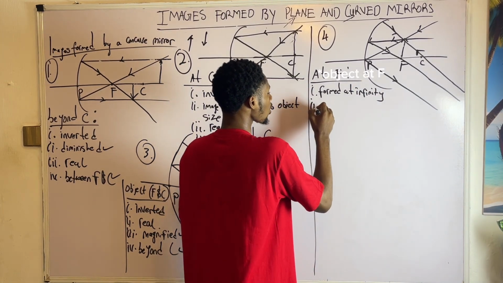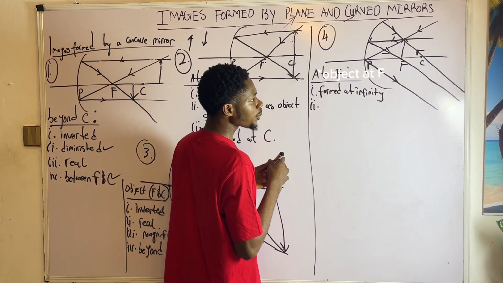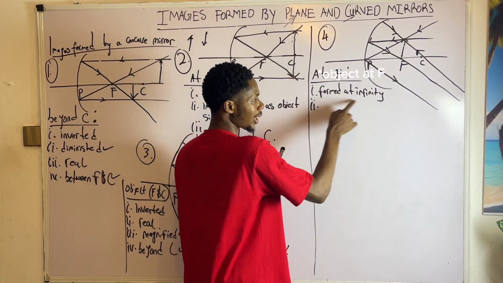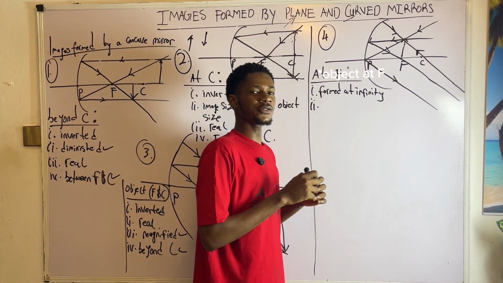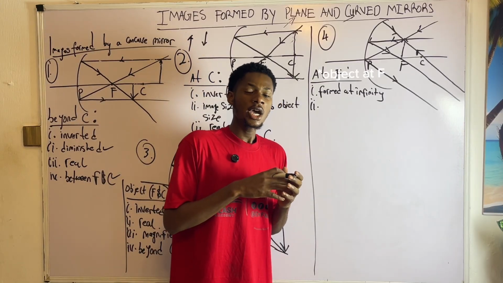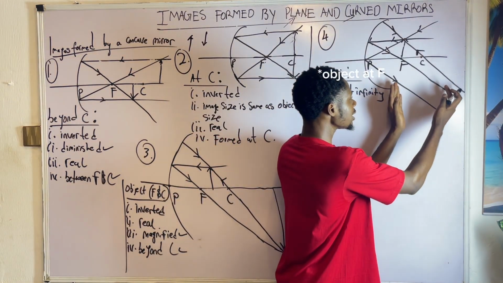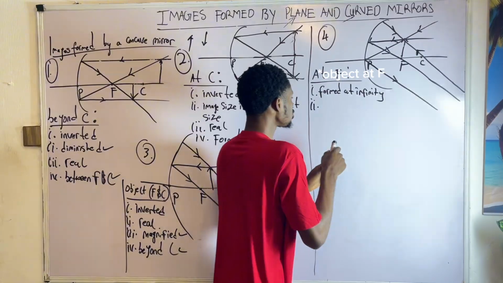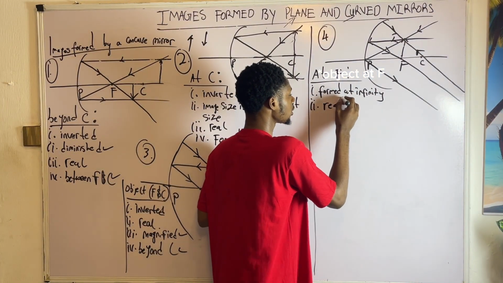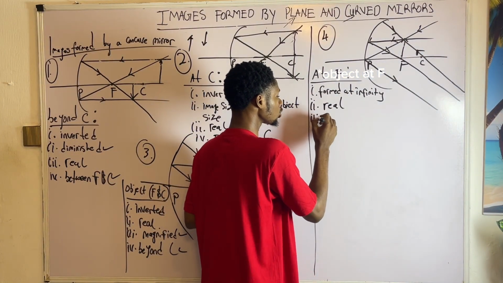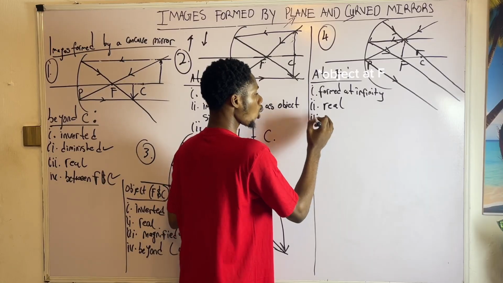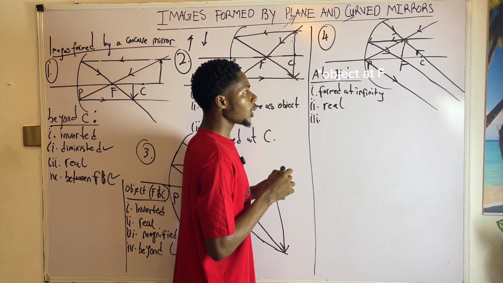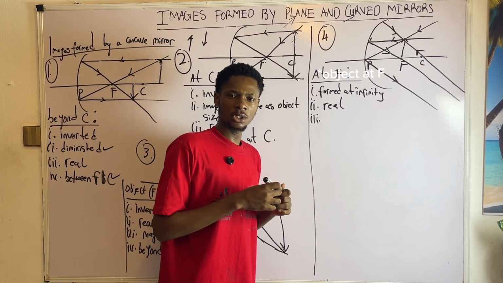Now the next thing we are going to say, what is the position? The position is at infinity. Now you say, is the image real or virtual? It is real. Why? Infinity is on this side. It is real. Take note. Now the next property you're going to take note of is, would it be magnified or diminished?